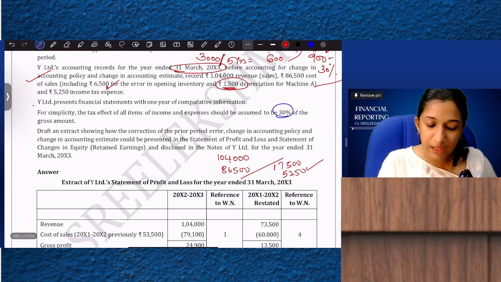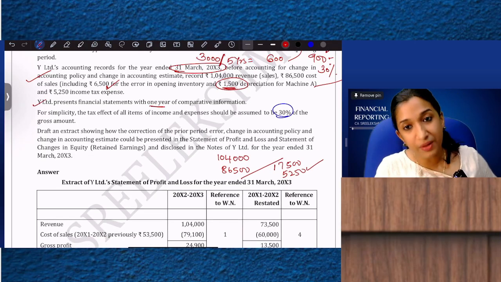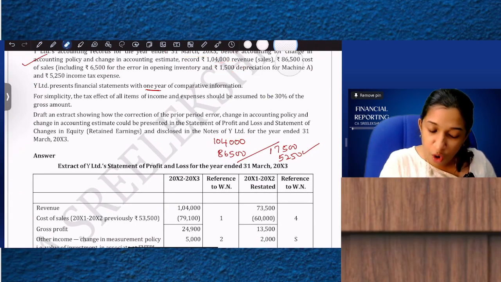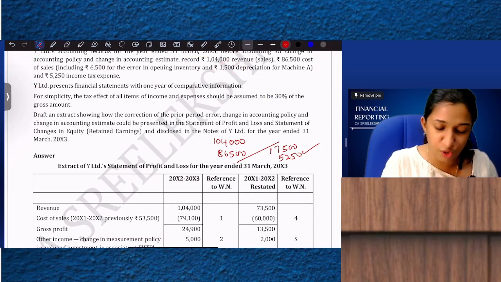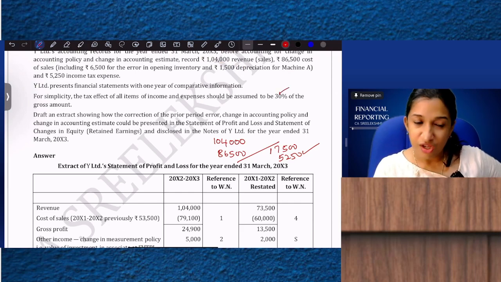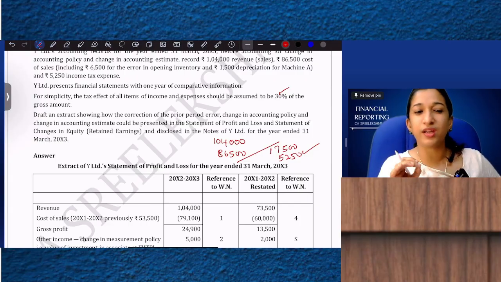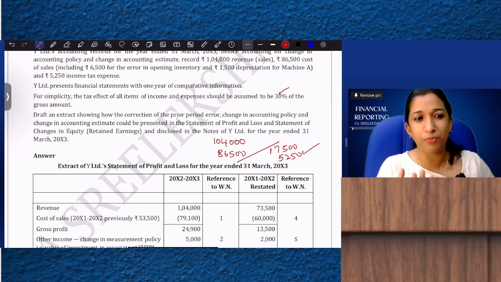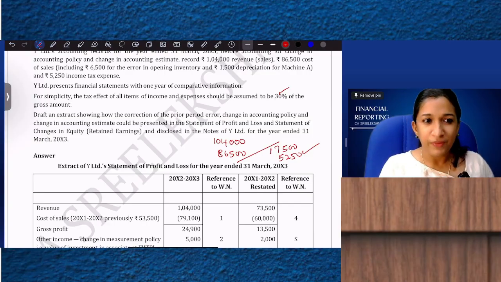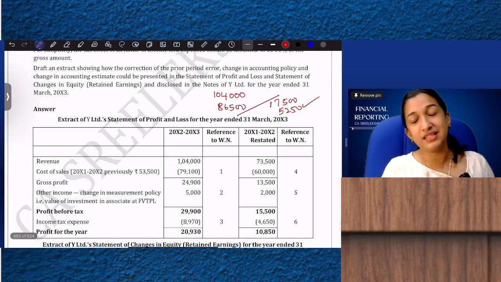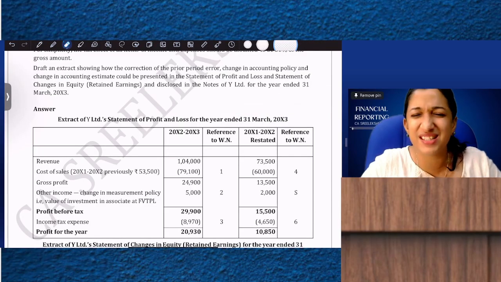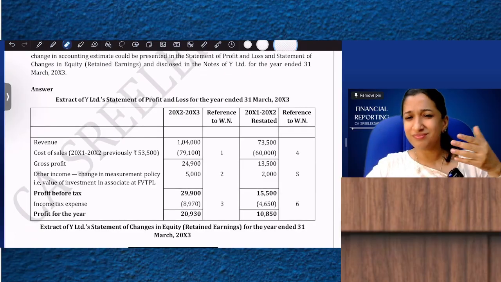Okay. Y Limited presents financial statements with 1 year of comparative information. For simplicity, the tax effects of all items of income and expense should be assumed. You consider the tax effect on all income and expense at 30%. Draft an extract showing how the correction of prior period errors, change in accounting policy and change in accounting estimate could be presented in the statement of P&L and the effect in the corresponding retained earnings. Disclose it in notes. Okay, a big question. I don't know whether it will be asked in the exam, but just get a feel quickly. So let's go through. Very simple, actually.